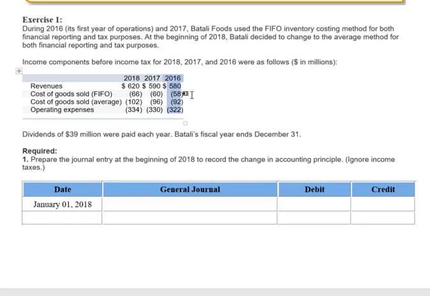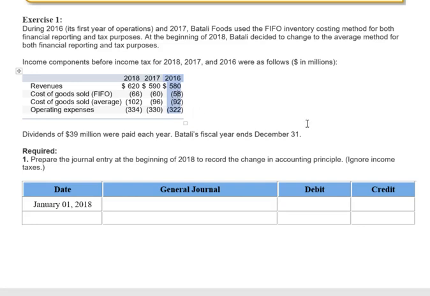Now, what would it be if we were using average? So what we have to do is go back and recalculate cost of goods sold using the average method. So we would have gone back, found all of our purchases and all that, and figured out what our average would have been. It would have been 92. And of course, operating expenses of 322 would not have been impacted. Only cost of goods sold on the income statement here would have been impacted.